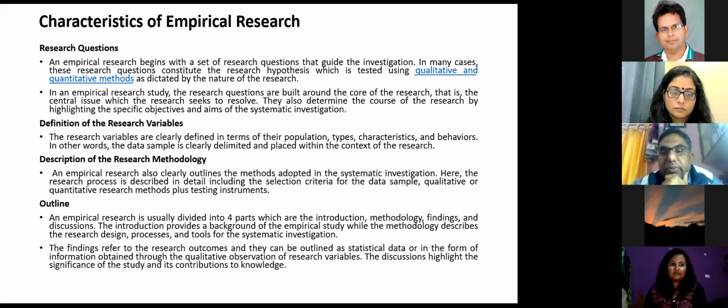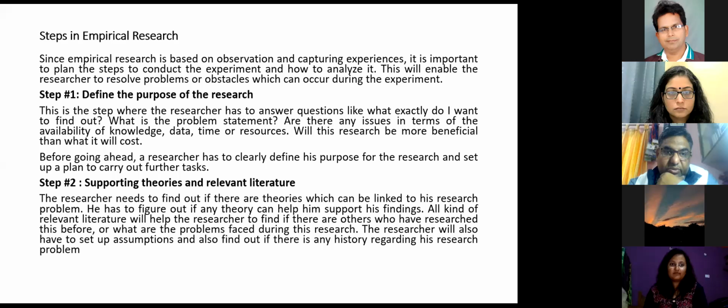Empirical research is usually divided into 4 parts: the introduction, methodology, findings, and discussion. The introduction provides a background of the empirical study, while the methodology describes the research design, process, and tools for the systematic investigation. The findings refer to the research outcomes, and they can be outlined as statistical data or as information obtained through qualitative observation of research variables, and the discussion highlights the significance of the study and its contributions to knowledge. Now there are 6 steps. There are so many steps, actually. It's up to the researcher to decide. So I'm just talking about steps.